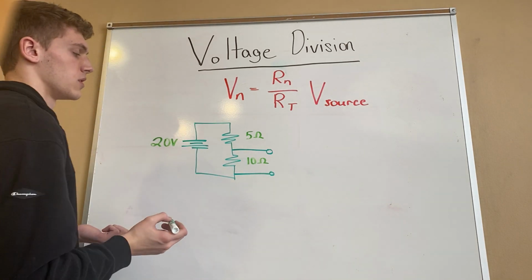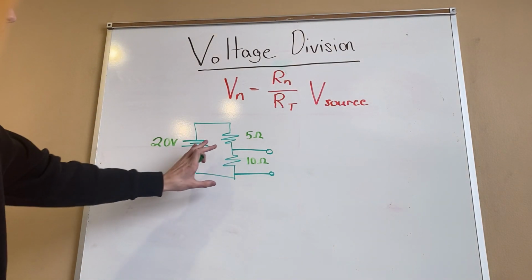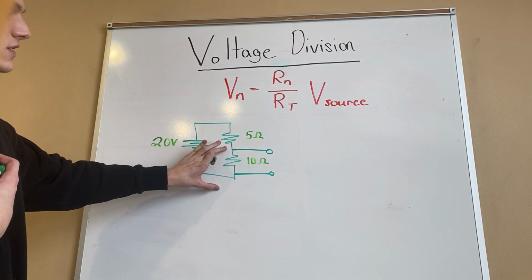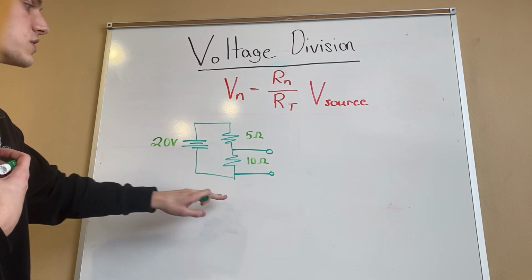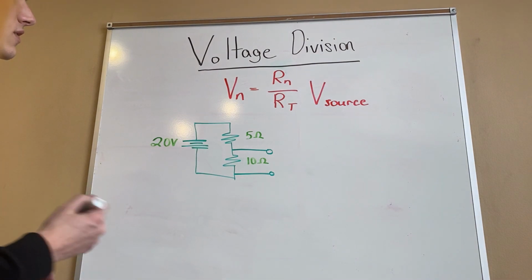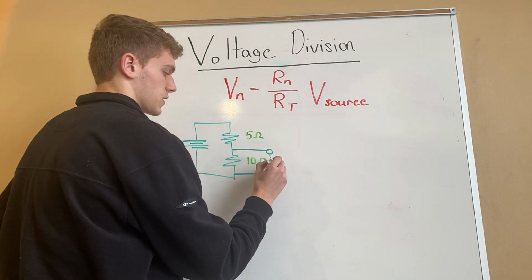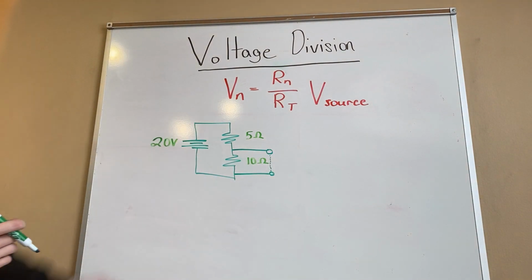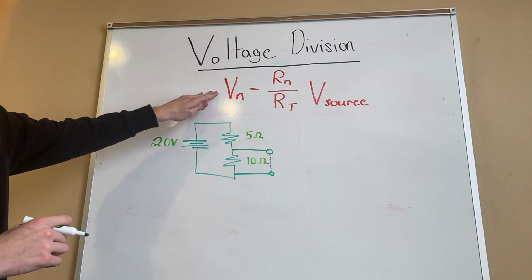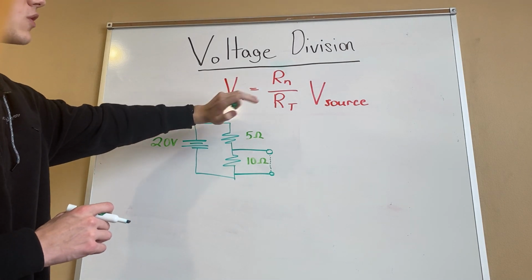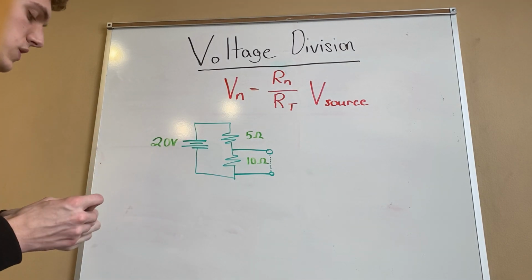The way that I picture this is that if we were sticking a probe in at the top of the resistor and a probe in after the resistor, we would be finding the voltage that would actually be traveling across that resistor. The way that we solve this is Vn is equal to Rn over Rt times the V source.